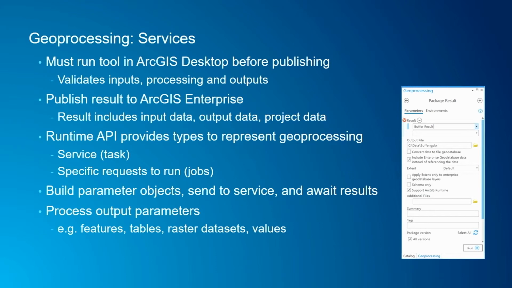The ArcGIS Runtime API provides types to represent a geoprocessing service. That's a task within the API. And also then specific requests to run instances of that task, and those are jobs. So the API contains a geoprocessing task, and the specific executions of that task are called jobs. You build up the parameter objects, you send those to the service, and you await the results. And then you process the output parameters, and they could be a variety of different content types.